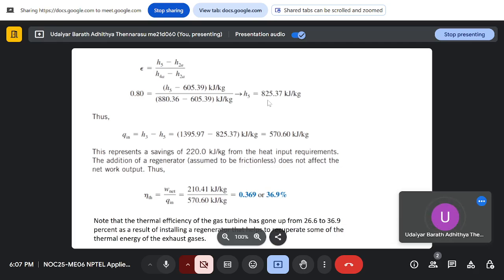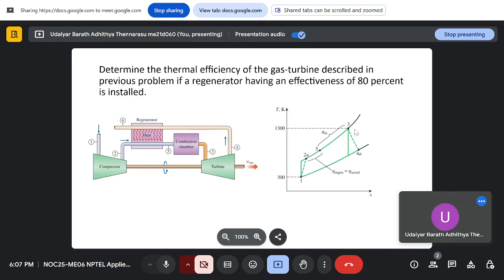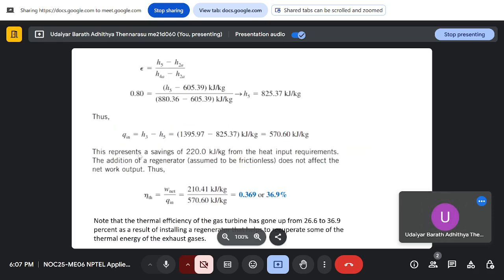So now your heat input is H3 minus H5 instead of H3 minus H2A. So that is your heat input. So it has gone down by H5 minus H2A. So now the heat input is 570.60 kilojoule per kg. So this says that the heat input has gone down by 220 kilojoule per kg.